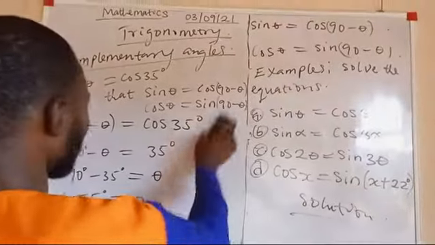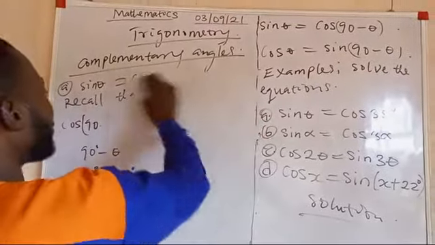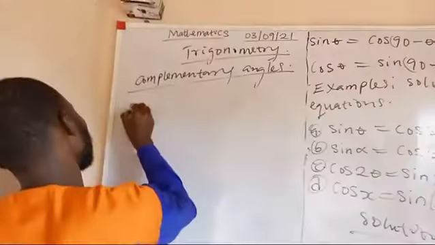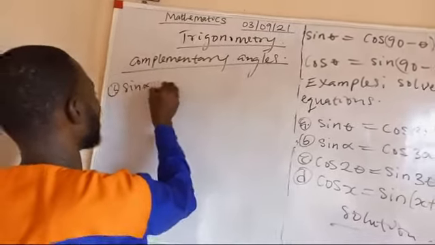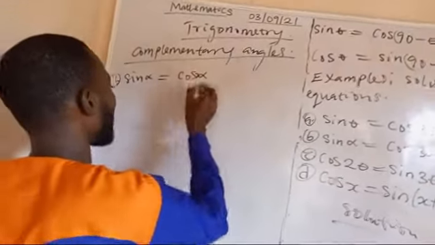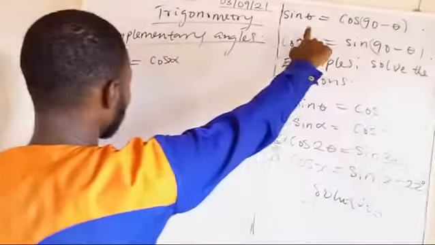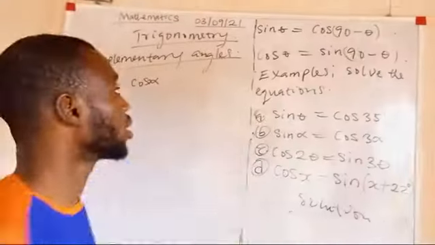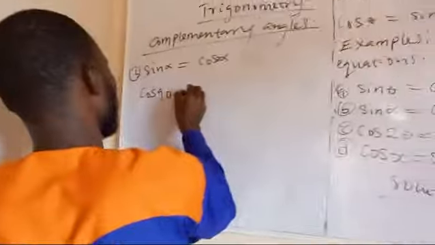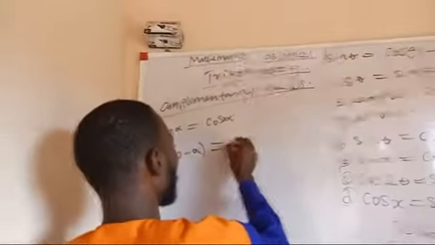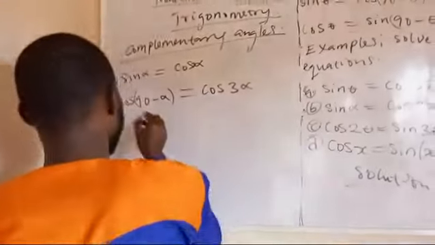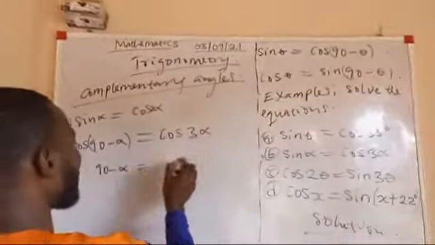Okay, we have the second one, B: sin alpha is equal to cos 3 alpha. So remember, we make this one to be the same. Remember that sin theta is equal to cos(90 minus theta). So we can use this to replace this. So we now have cos(90 minus alpha) equal to cos 3 alpha. So at this point cos can cancel cos. From there we now have 90 minus alpha is equal to 3 alpha.